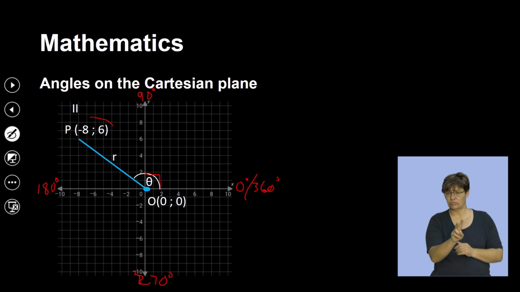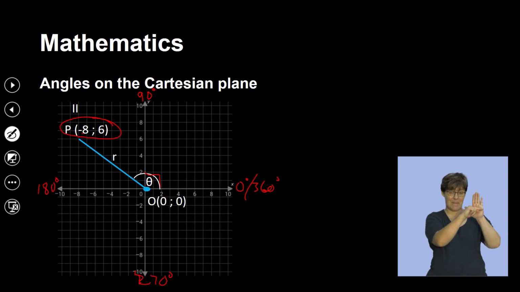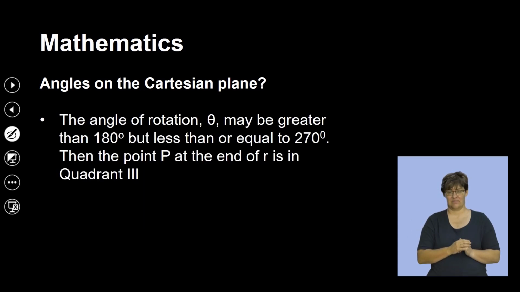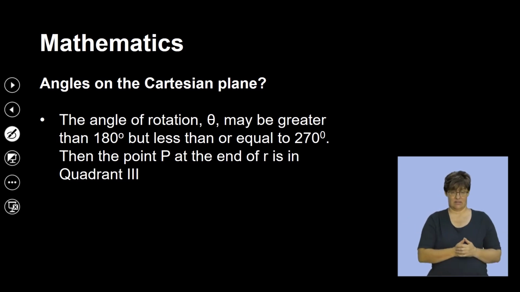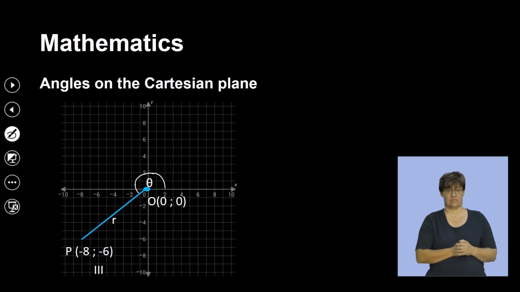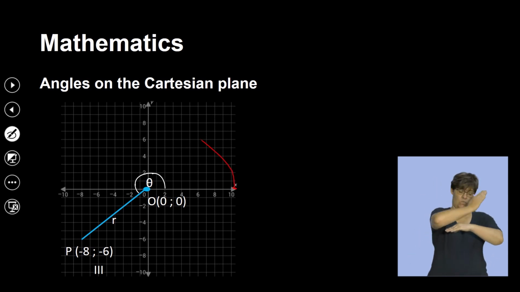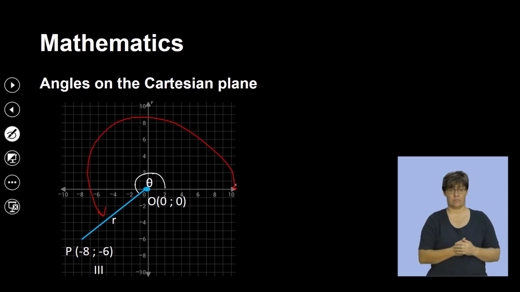But now look also at the values of P. The 8 will be negative, because we're on the negative side of the x-axis, but the 6 will remain positive because we're still above the x-axis. Now, if this angle is greater than 180 but less than 270, the point P will be placed in quadrant number 3. In quadrant number 3, this is how it will look. Remember, we start from here and we move in an anti-clockwise direction like that.